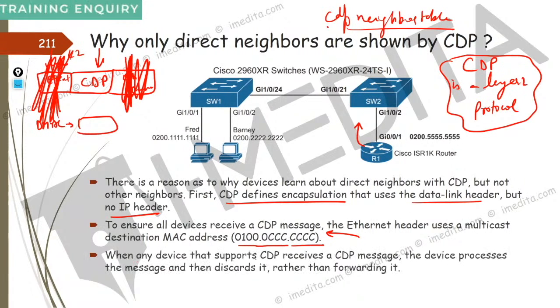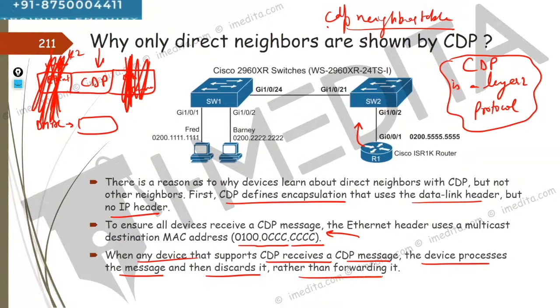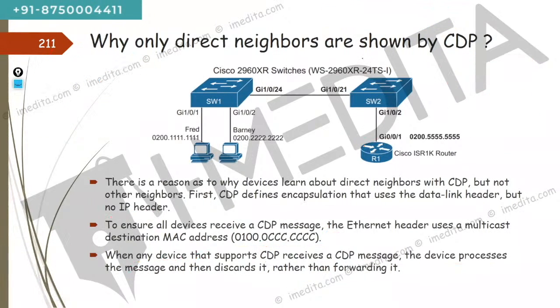So when any device that supports CDP receives a CDP message, the device processes the message and then discards it rather than forwarding it. So this answers the question of why only direct neighbors are shown by CDP.